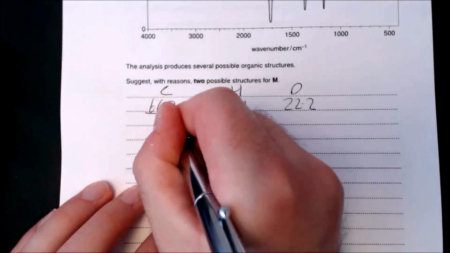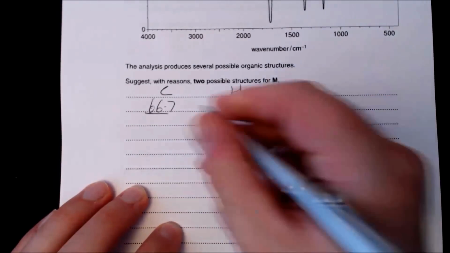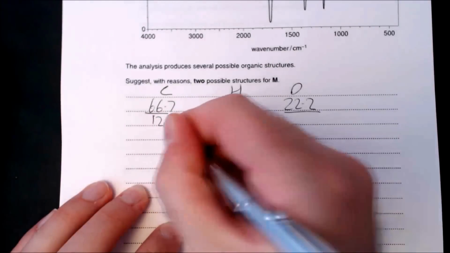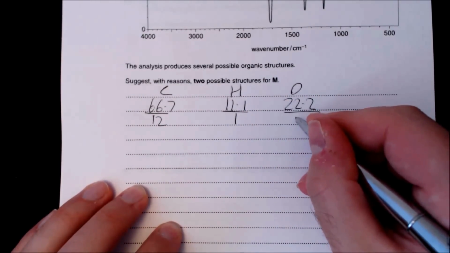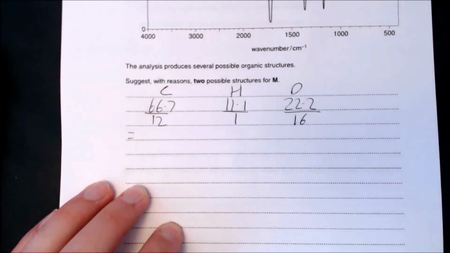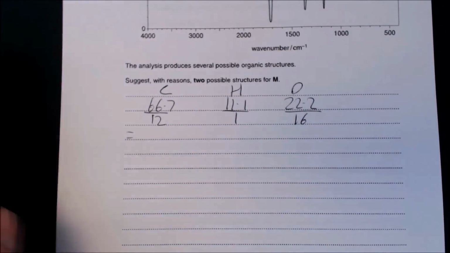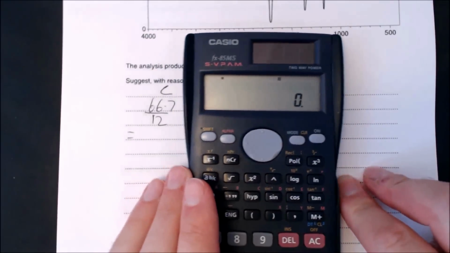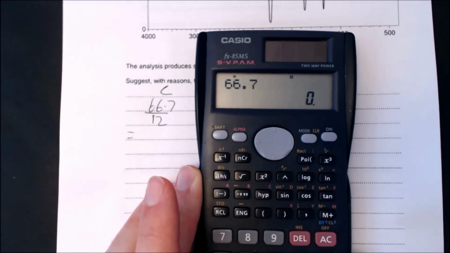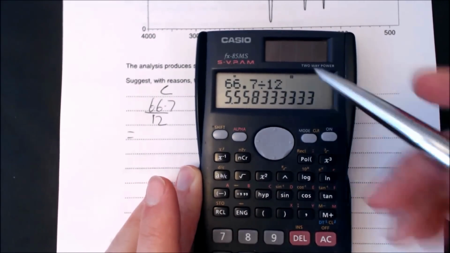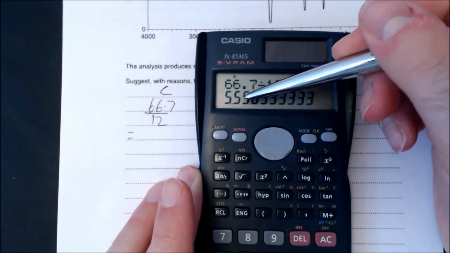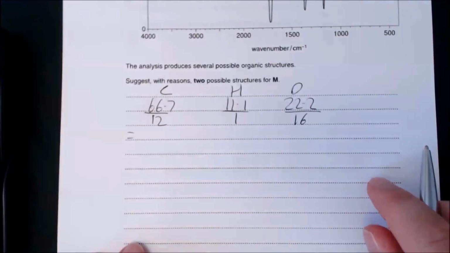Okay, and effectively we need to work out the moles. So we're going to divide all of these numbers by the mass. So the mass of carbon is 12, hydrogen is 1, and oxygen is 16. So if we put them into our calculators, we should get the number of moles. So let's bring this over. So this is going to be 66.7. I'm going to divide that by 12, and that should get us 5.55, but I'll just put 5.56 just to round it up.